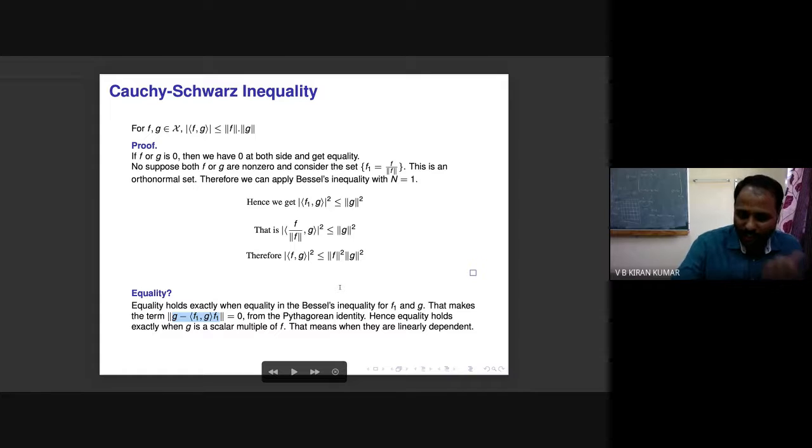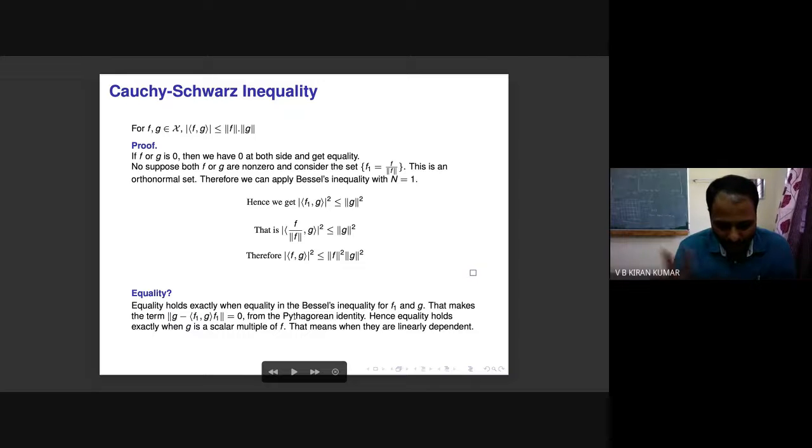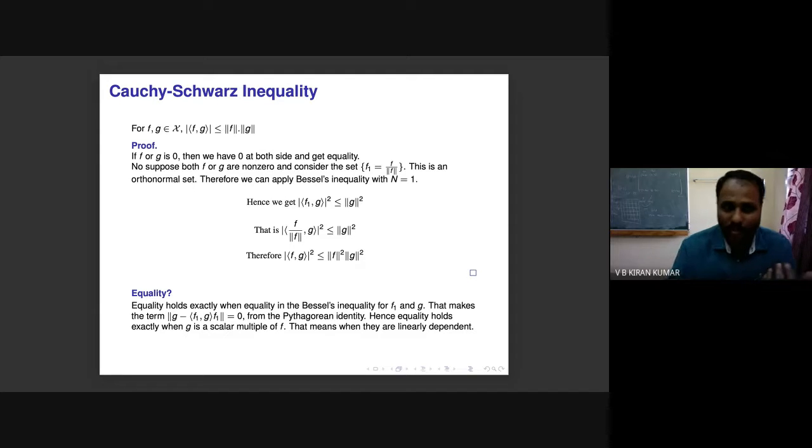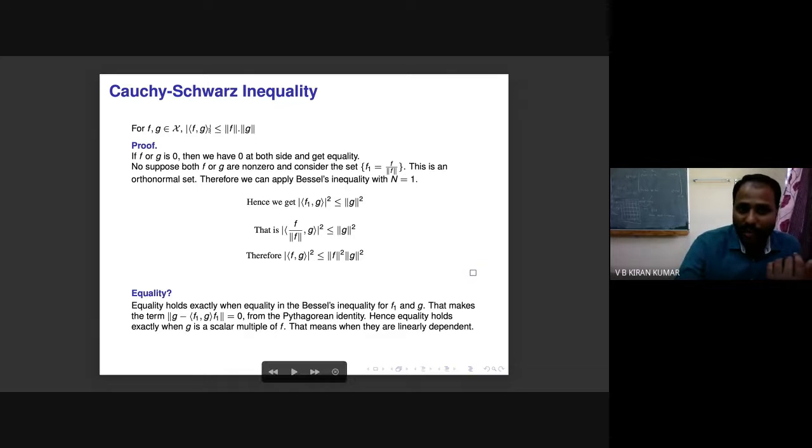What is the meaning of that? g is a scalar multiple of f. That means what? It is in a vector space, right? One vector is a scalar multiple of the other. What is the meaning of that? They are linearly dependent. So equality holds exactly when you have linear dependence.